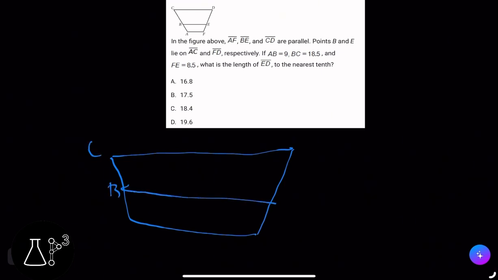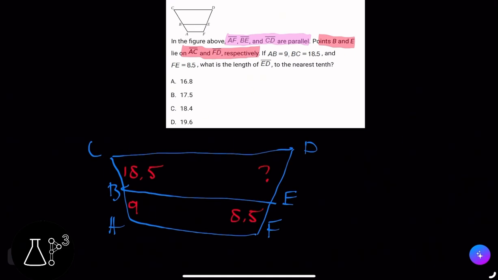I'm going to draw a line right here, and I'm going to rewrite the points that are given. CBA, and then DEF. I'm given that AB equals 9, I'm given that BC equals 18.5, and I'm given that FE equals 8.5, and we're looking for DE. Now, we're also given a lot of other information in the question. AF, BE, and CD are parallel. B and E lie on AC and FD, and we already went through the side lengths.